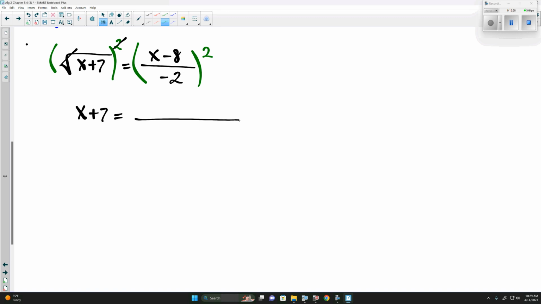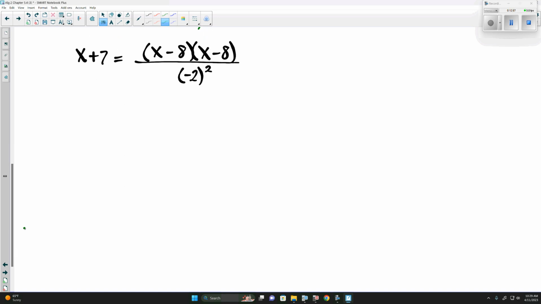In our properties of exponents, it says if we have a quotient, something being divided inside of a fraction, we can apply that square to the top and bottom. So to the numerator, we're saying we have x minus 8 times x minus 8. The numerator is being squared. The denominator is also being squared at negative 2, so we have negative 2 squared, or negative 2 times negative 2, which is indeed 4. So on the other side, we have 4 on bottom.